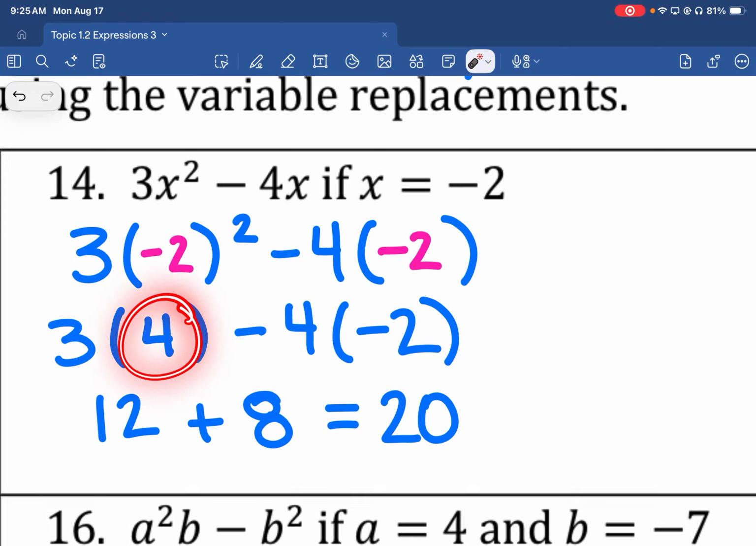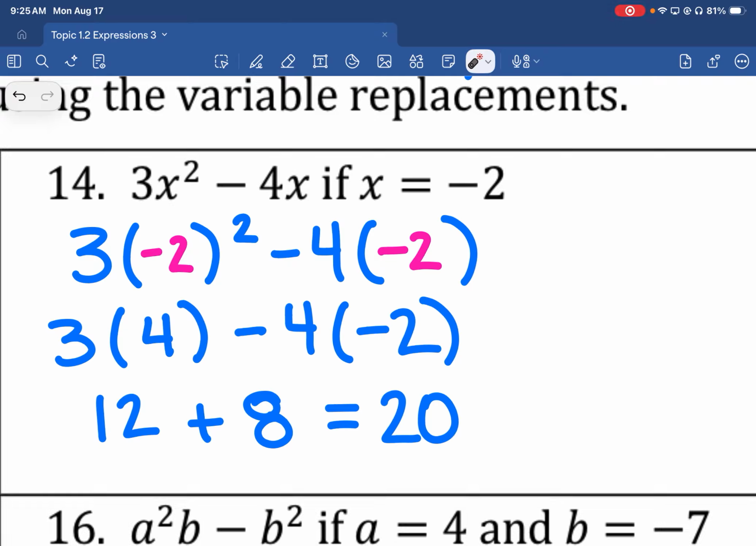4, okay? And nothing happens with this part yet. So now we have 3 times 4, which is 12. And -4 times -2, which is positive 8, okay? And then 12 plus 8 is 20, okay?